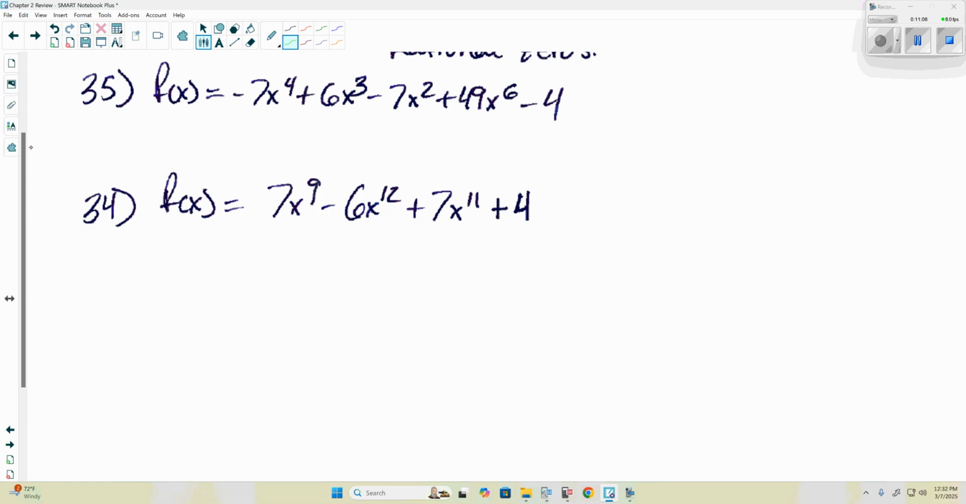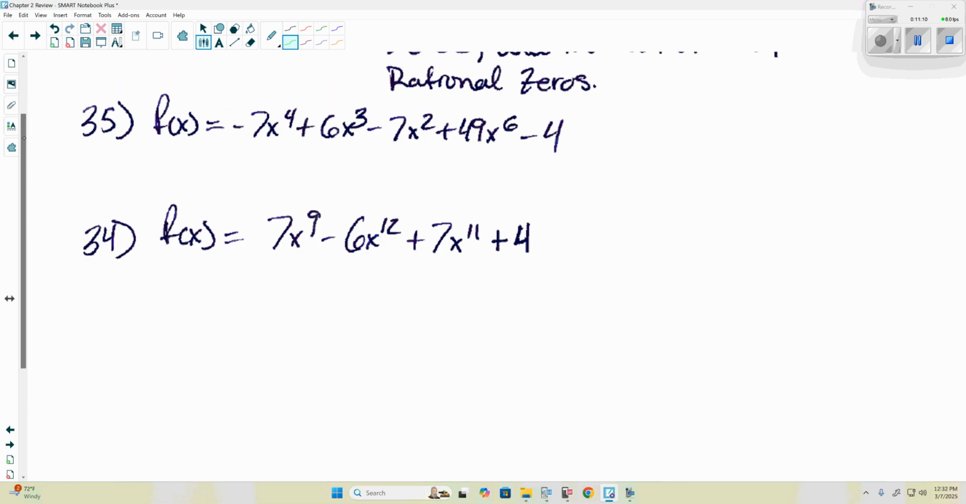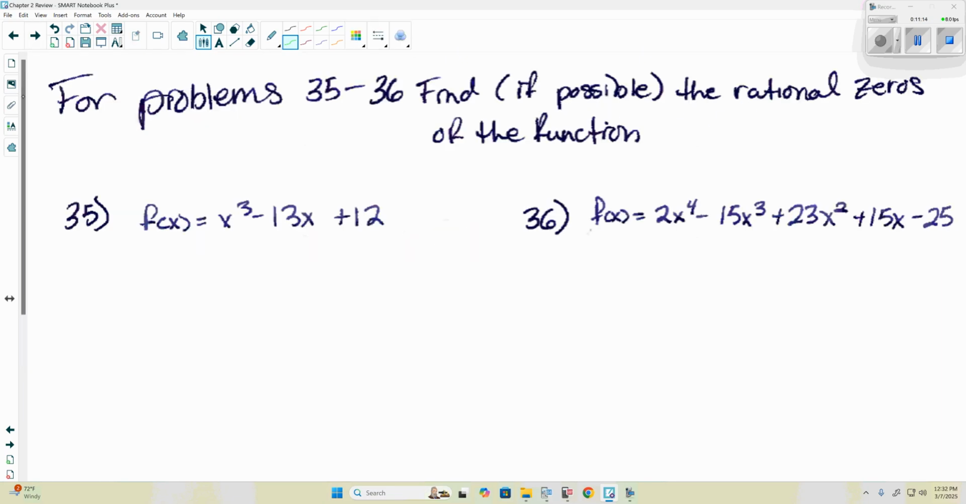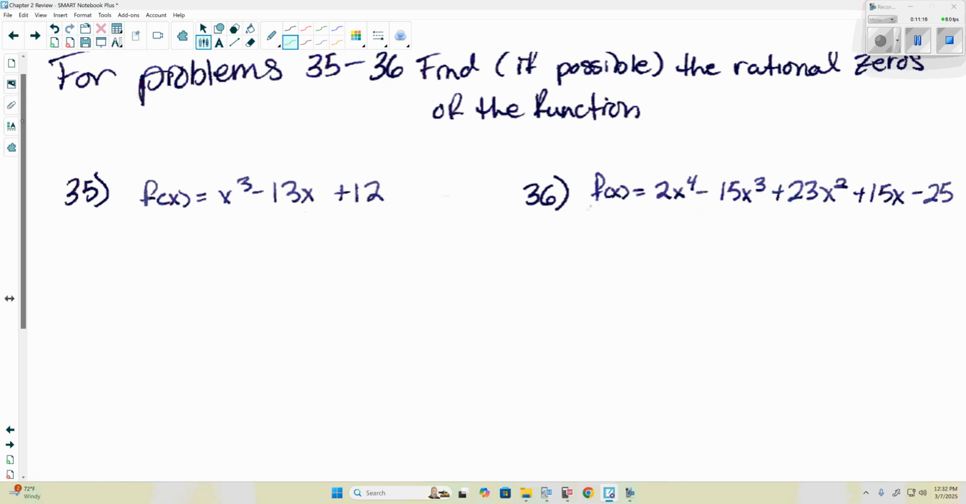35 and 36 didn't get listed on the test this time, but really it's just 4 possible solutions, and then we would do our plus or minus p over q. 35 and 36, find, if possible, the rational zeros of the function. So we're looking for our rational, our fractional zeros, primarily. So irrational i isn't going to be included in this.